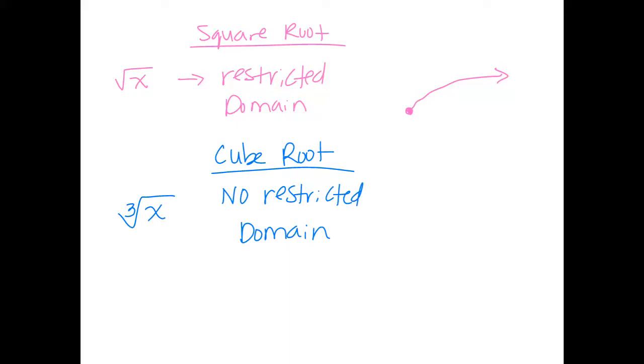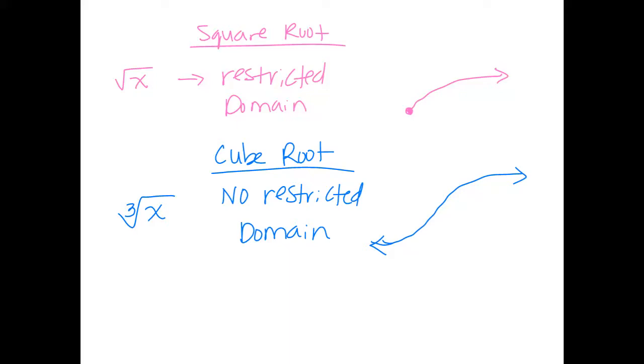Which means I'm not going to have any endpoints anywhere. I'm going to have arrows on both sides. And it'll look kind of like a very curved S, like a very slanted S, I should say. It's going to look something like this. It's going to be a very slanted S. That's what the cube root functions are going to look like, okay? And they are going to have arrows on both sides. Okay?